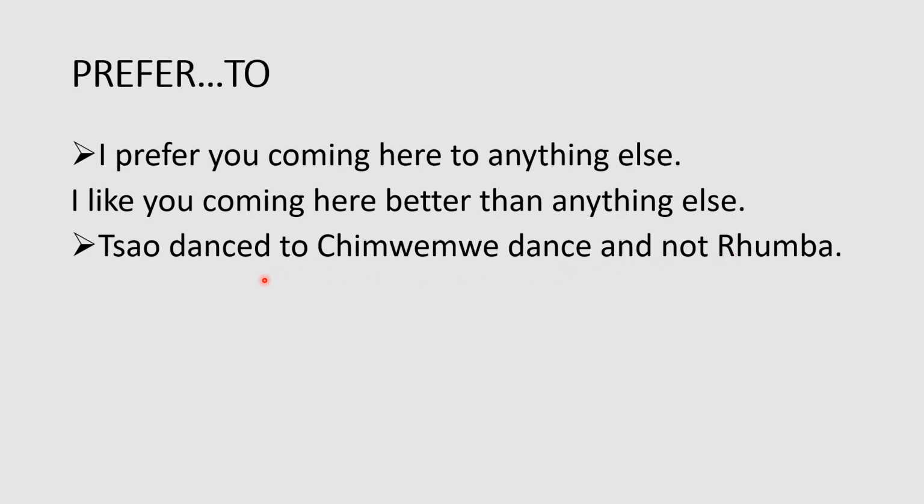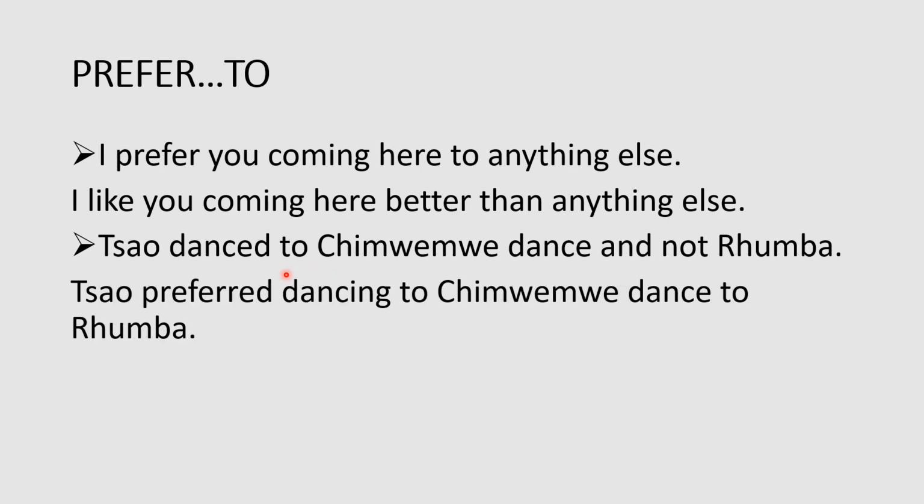So if they want us to rewrite using prefer to, then there should be some sort of preference, someone choosing one thing over the other. So we can assume that this person liked to dance to Chimwemwe dance and not Rumba. Our transformation will then be: Tsao preferred dancing to Chimwemwe dance to Rumba.